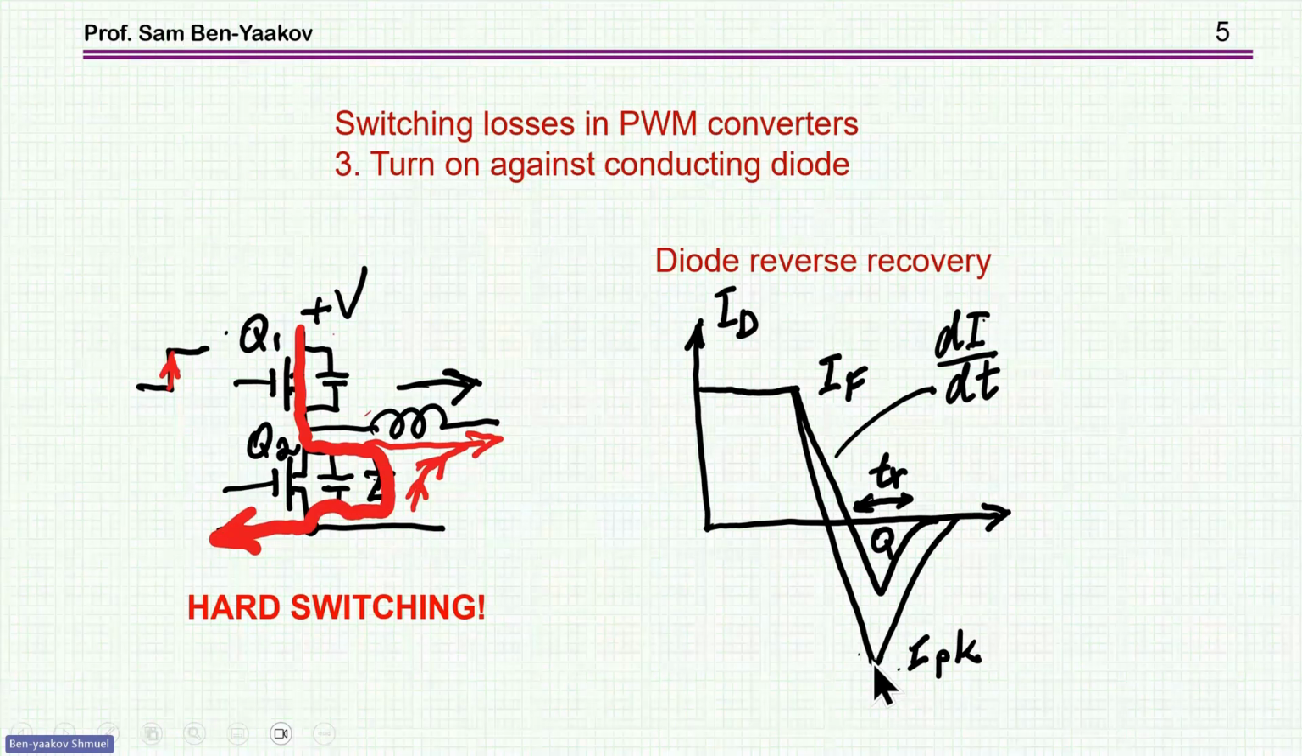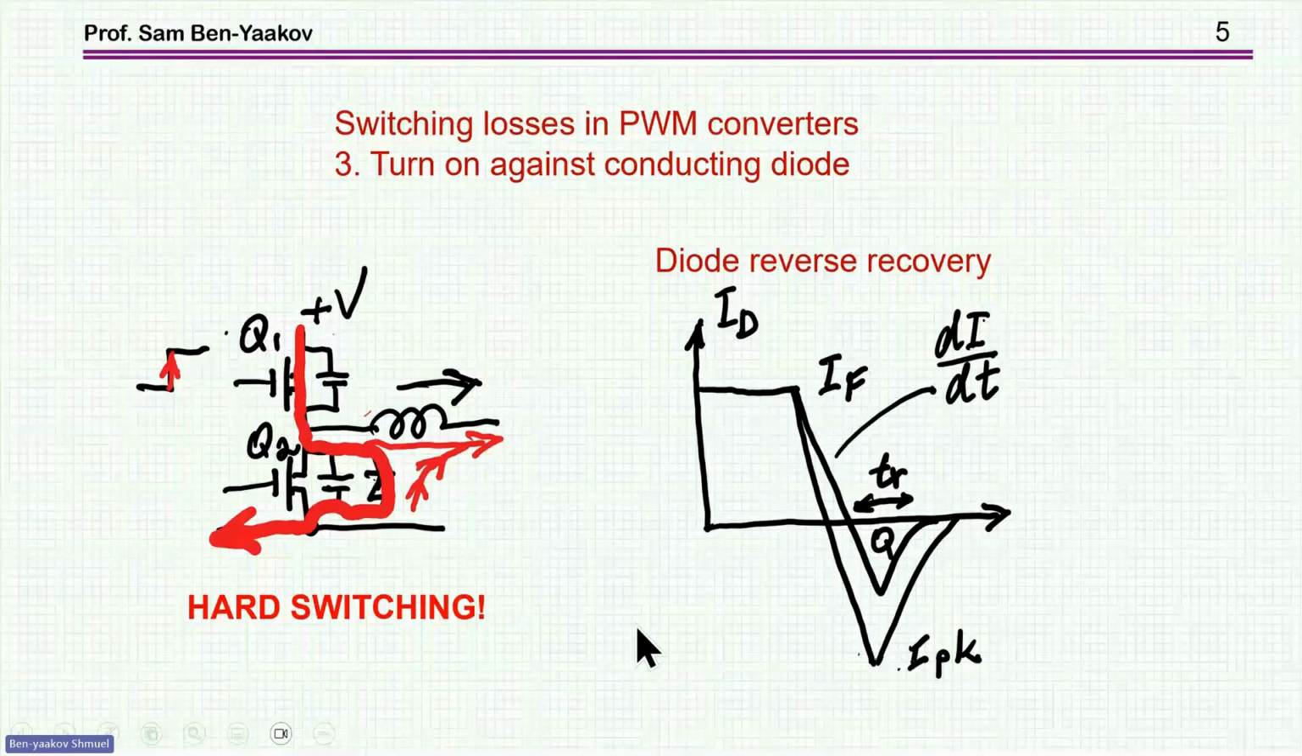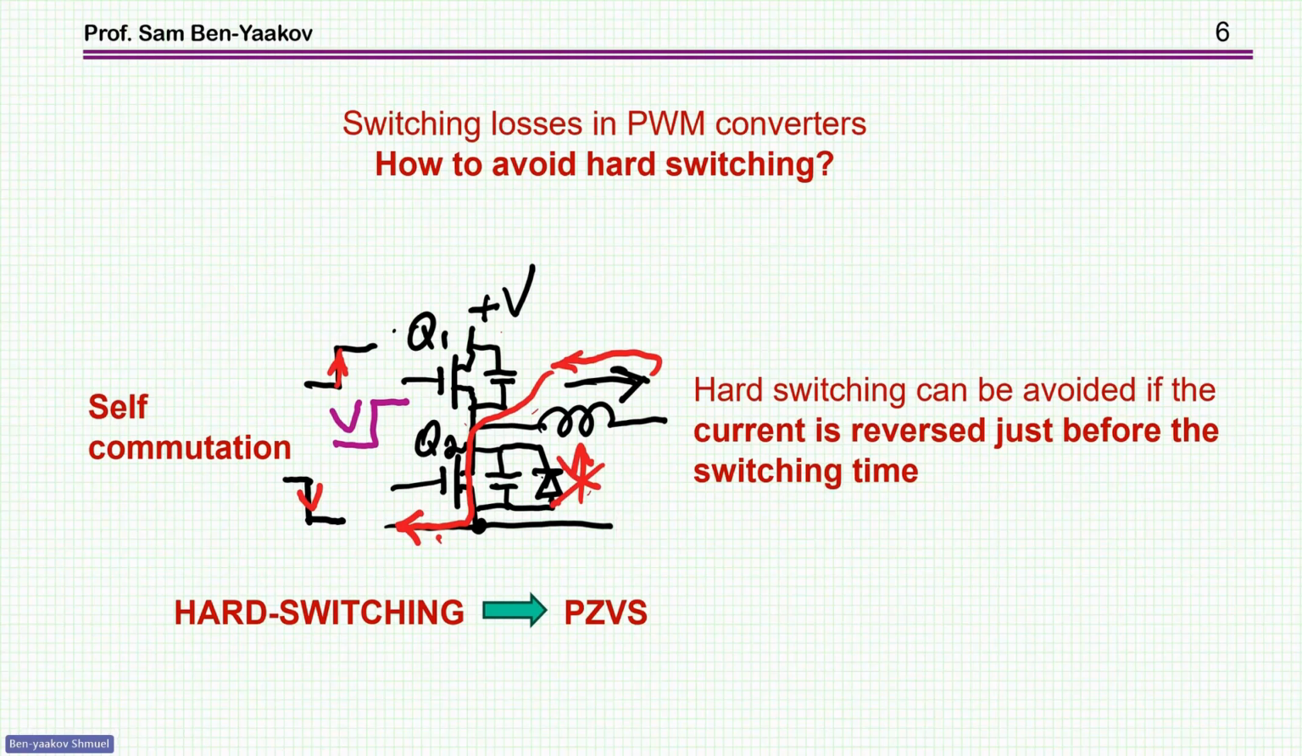Could be very dangerous, first of all. Thirdly, causing a lot of EMI, and also increasing losses. So this is the problem, and this is what the phase shift full bridge is avoiding. Okay, this situation. Now, how can you avoid this situation?